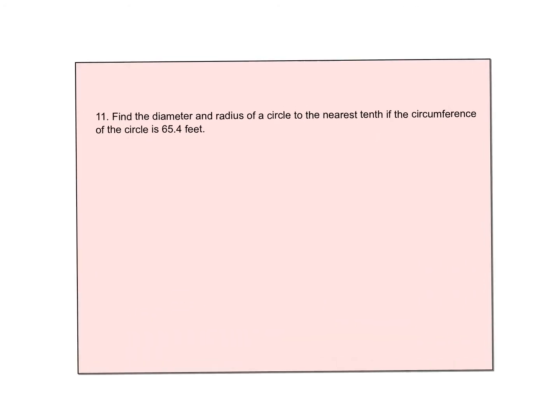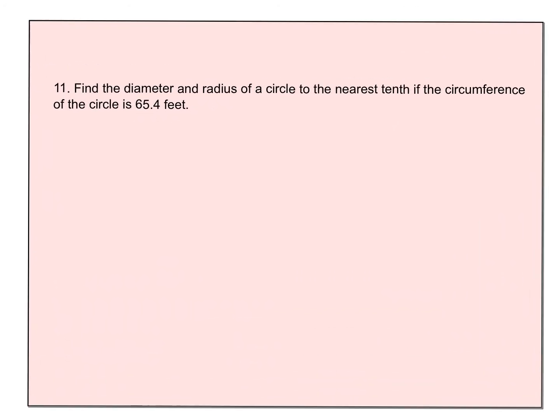Okay, find the diameter of a circle to the nearest tenth. Nearest tenth means I'm okay with a decimal answer. The circumference, 65.4. So diameter times pi. I know that this is 65.4. So I'm going to take 65.4 divided by pi.